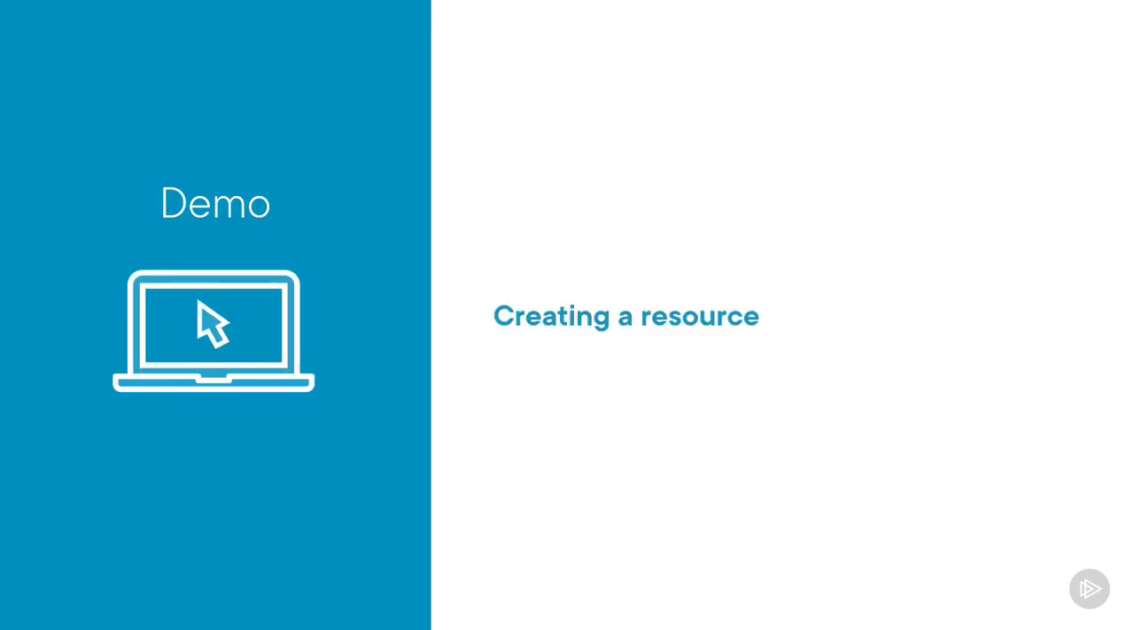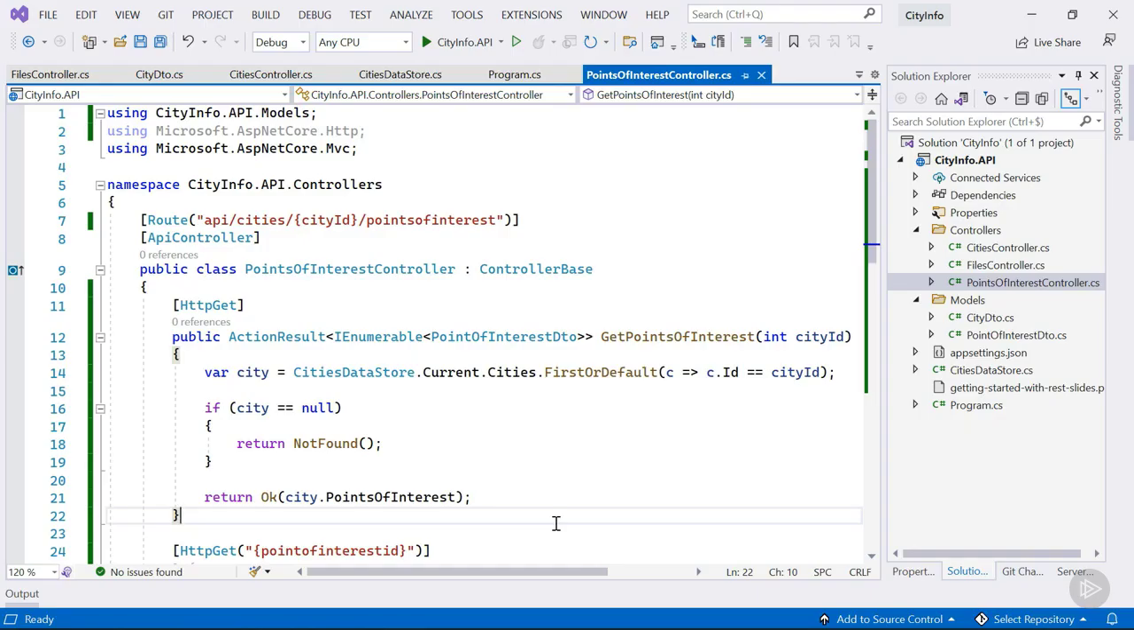In this demo, we will learn how to create a new point of interest for a city. We know from the previous module, the HTTP method to use for that is POST. The data, and thus the corresponding models of what we send to the API, isn't necessarily the same as what we get back from an API, or what is stored in the data store.